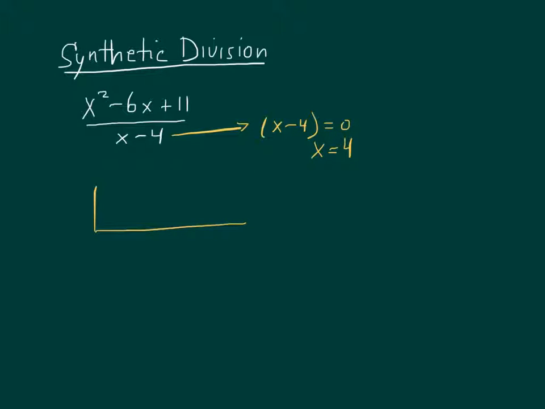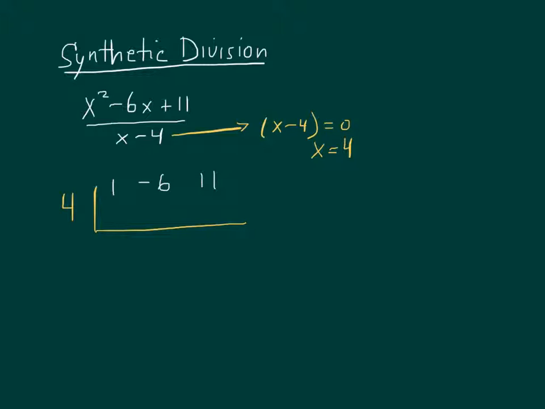So the big thing is we're going to take this 4 and put the 4 right here, and then we're going to start to write our coefficients. We're looking at the coefficients of the x squared term, the x term, and then the constant. We put those right along the top, and this 4 is associated with this x minus 4. So this is a 1x squared, so we put a 1. This is a negative 6x, and this constant is 11.